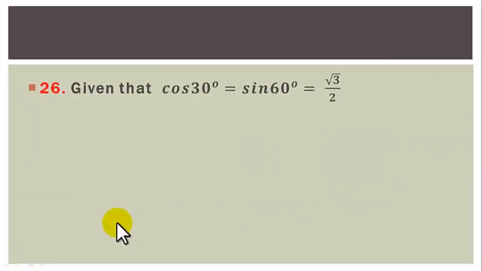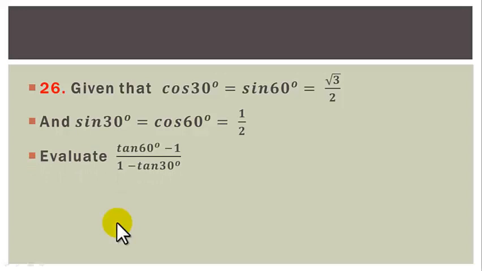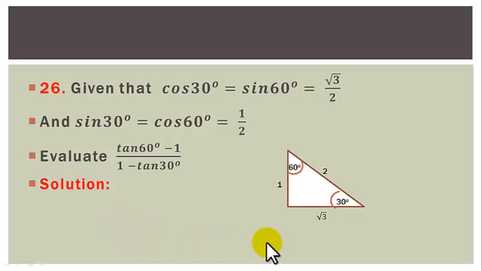Question number 26. Given that cos 30 degrees is equal to sin 60 degrees equals root 3 over 2, and sin 30 degrees is equal to cos 60 degrees equals 1 over 2, evaluate (tan 60 degrees minus 1) divided by (1 minus tan 30 degrees). Solution. Let us draw a right angle triangle with this angle 30 degrees and this angle 60 degrees.